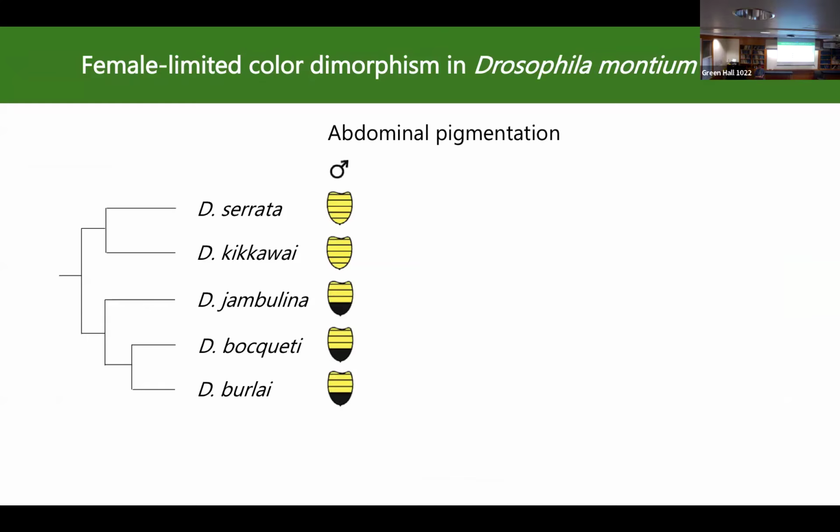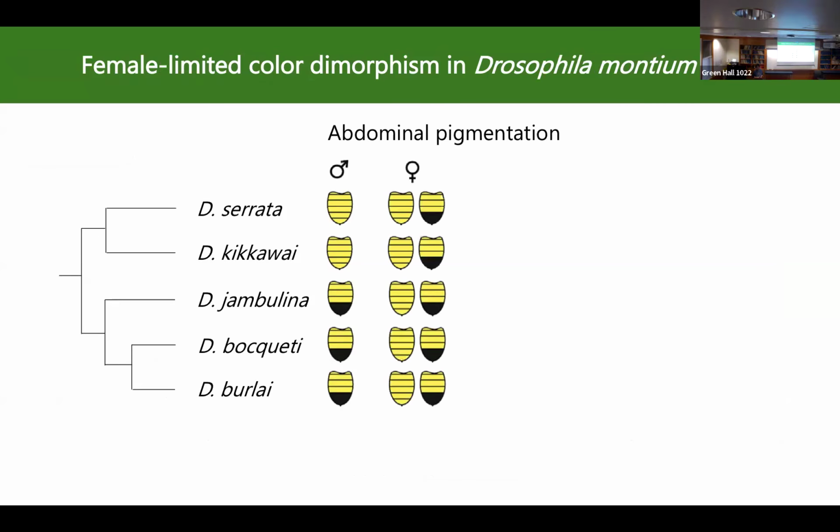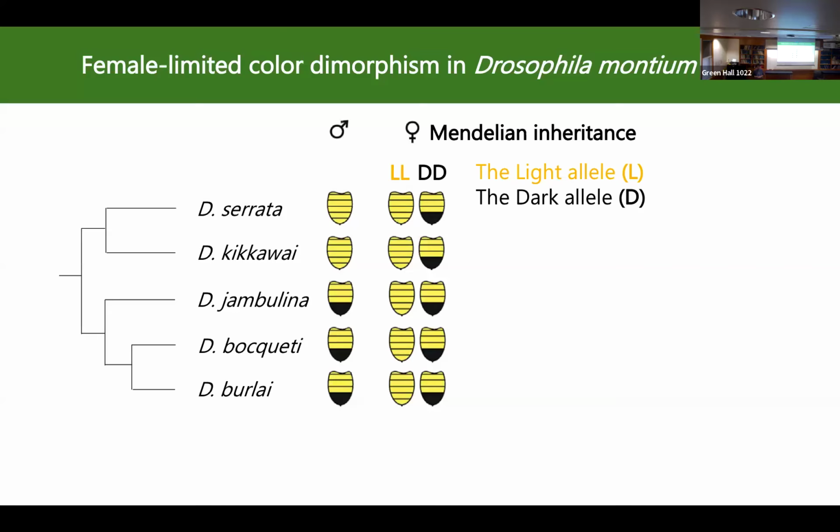In this clade, it's possible to observe the abdominal pigmentation, and males have monomorphic pigmentation. On the other hand, females have dimorphic pigmentation, a light phenotype and a dark phenotype. They show Mendelian inheritance, and there are a light allele and a dark allele. The light homozygotes show the light phenotype, and the dark homozygotes show the dark phenotype.